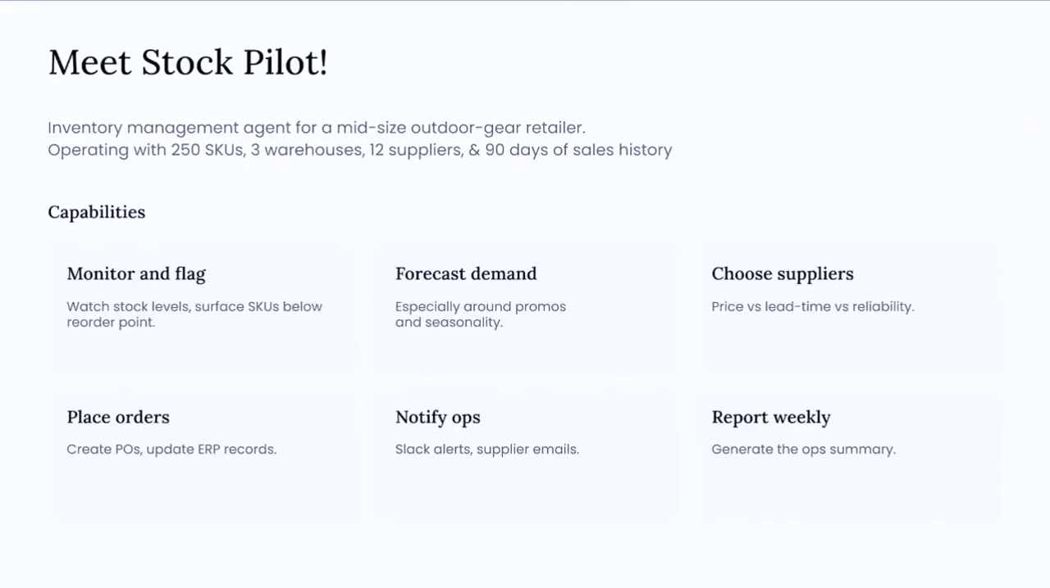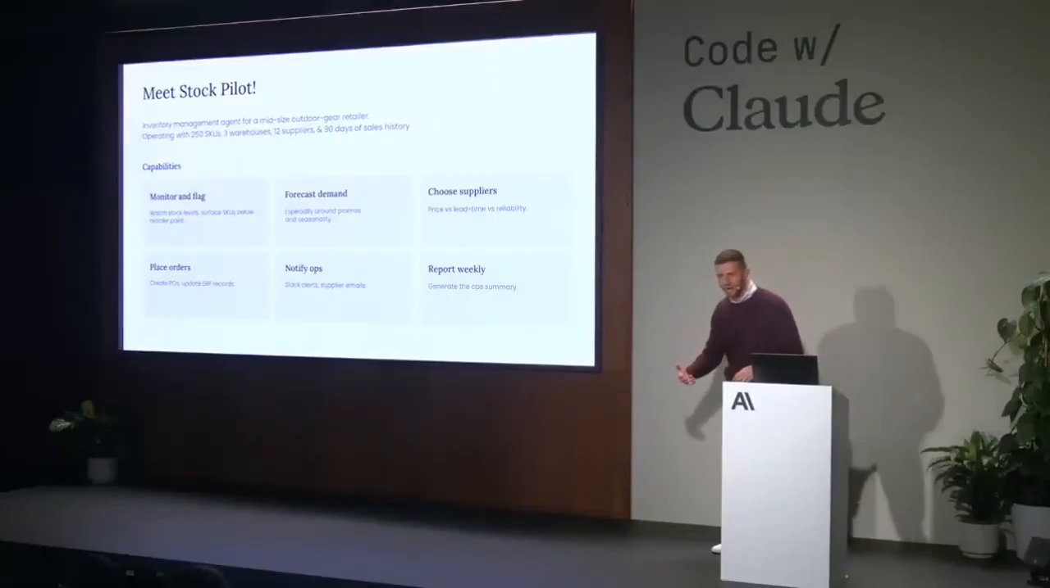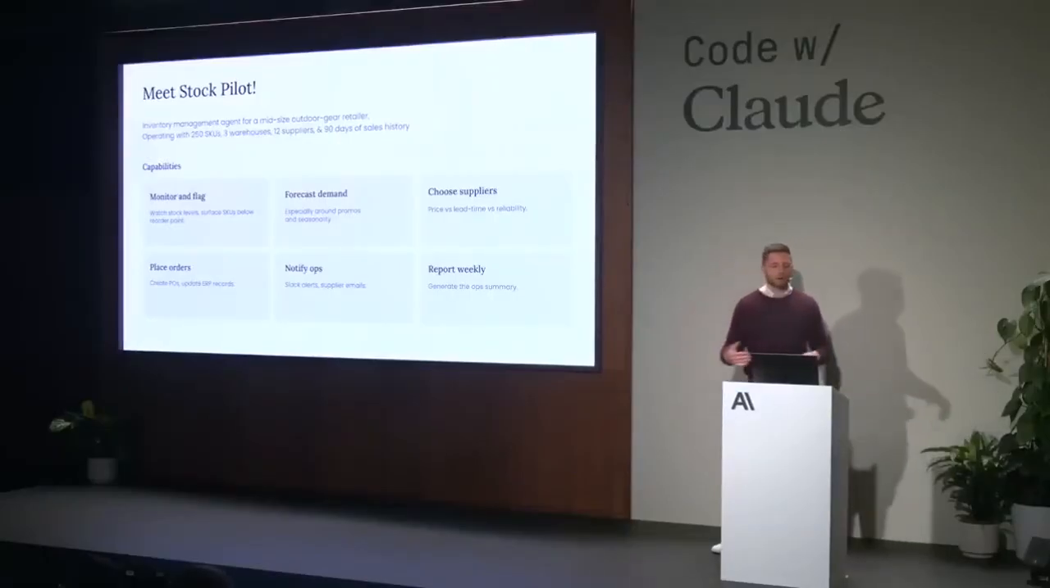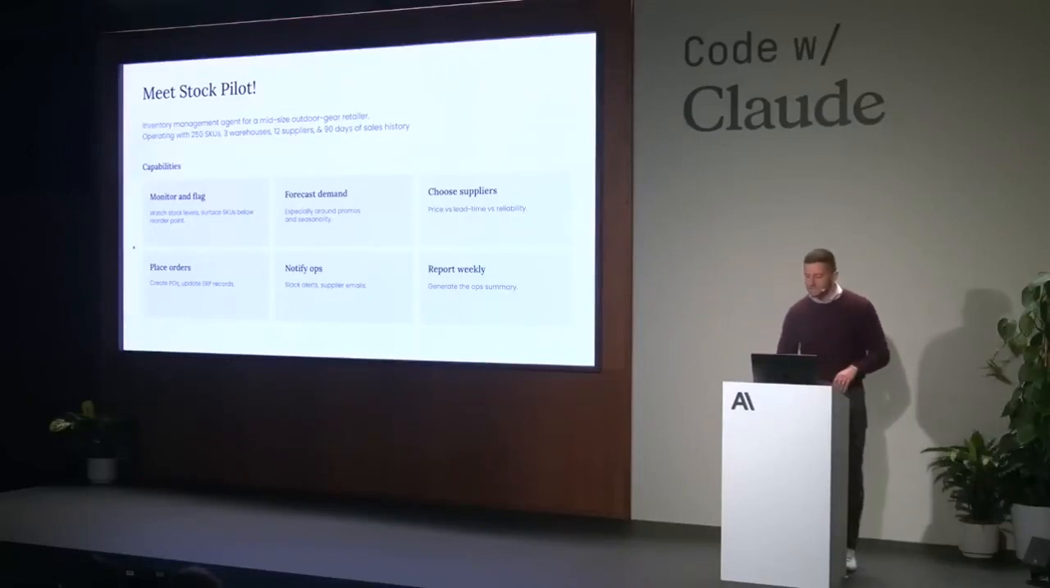It can pick suppliers. It can file POs. And ultimately, it can write weekly reports for the employees of this retailer. Now, none of these capabilities are particularly complex on their own, but again, the issue is that we've essentially bolted capabilities onto our agent over time without modernizing our architecture. This complexity has started to cause some problems.